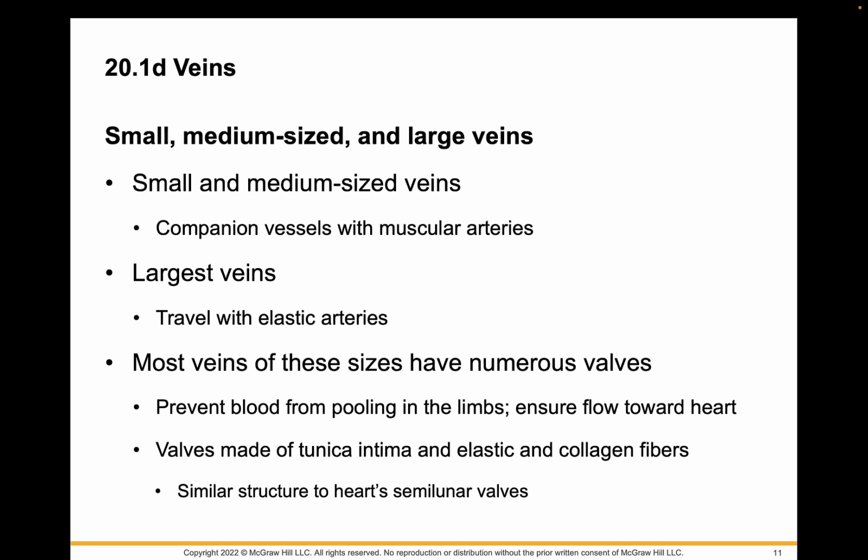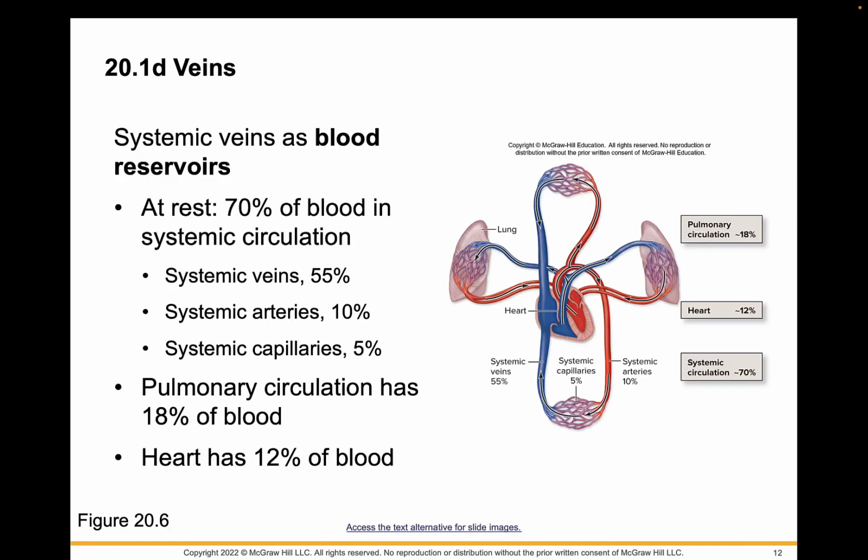And so what these valves do, basically, they're going to prevent blood from pooling in the limbs, and they play a role in making sure that we're going to have good venous return. Now, these valves are actually found within the tunica intima, and it's really just these collagen fibers. And if we were to look at an example that we've seen previously, these valves are most similar to the semilunar valves we found within the heart.